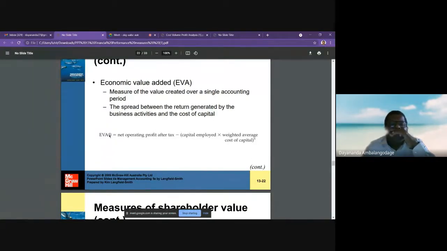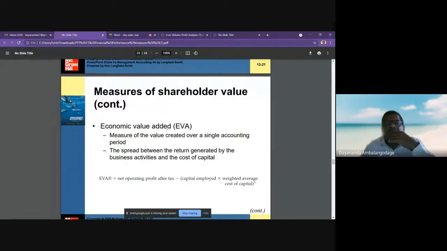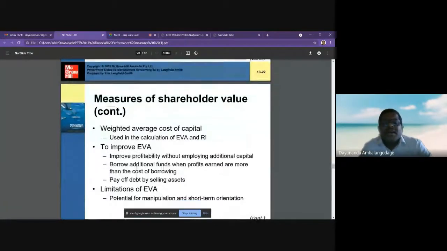EVA is a trademark, a patent right, held by an American academic group. They introduced this, so they got the patent. That's why EVA is like this. But RI is not such a patented measurement. Weighted cost of capital is used in the calculation of EVA or RI. Both are the same. The only difference is the patent.